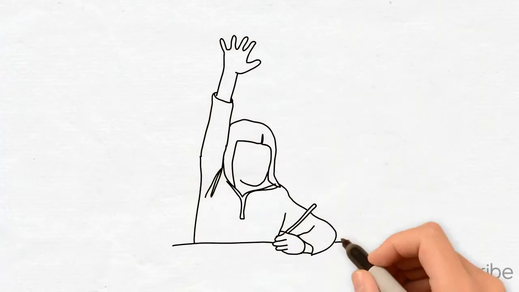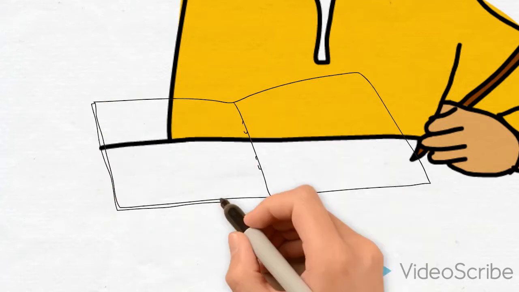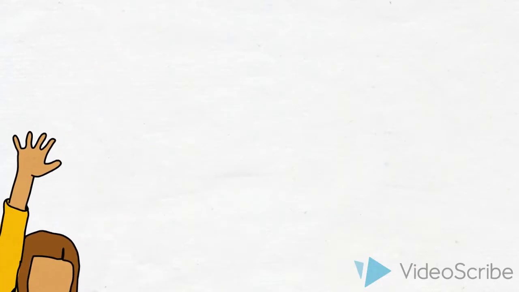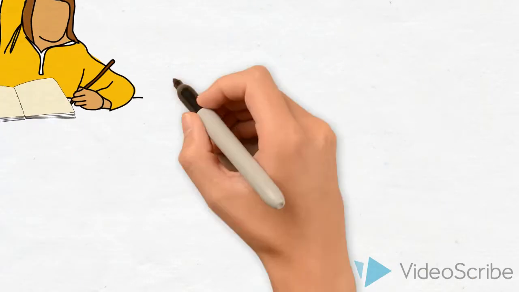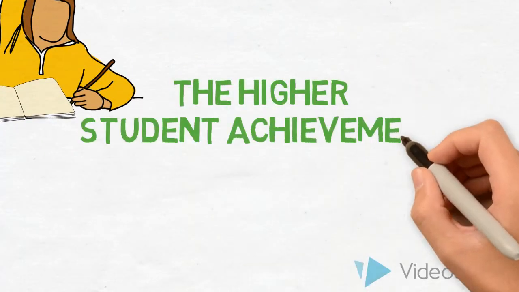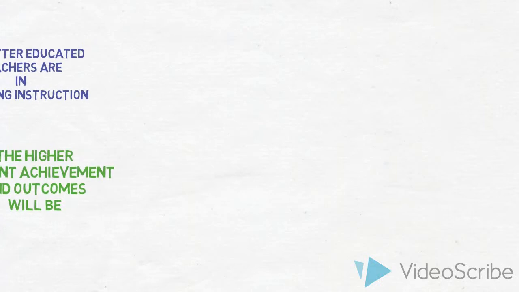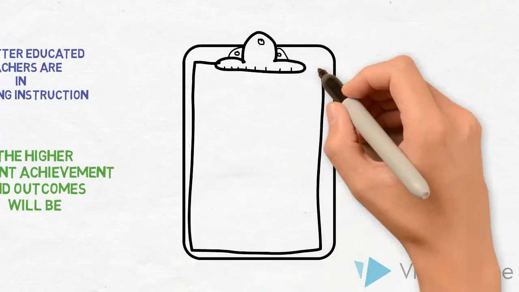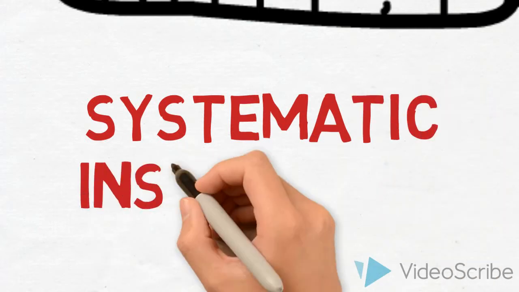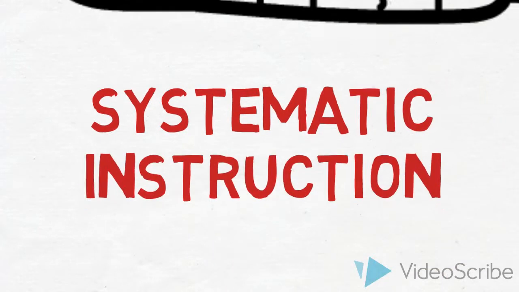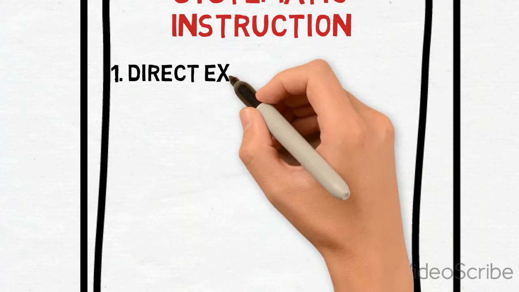Research on teacher preparation and comprehension strategies instruction tells us that the better educated teachers are in providing instruction, the better student achievement and outcomes will be. Effective instruction needs to be explicit and systematic. It should include direct explanations of how and when to use a strategy. The teacher should show the students how to apply a strategy through modeling.